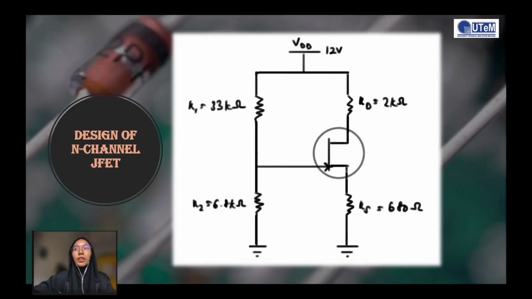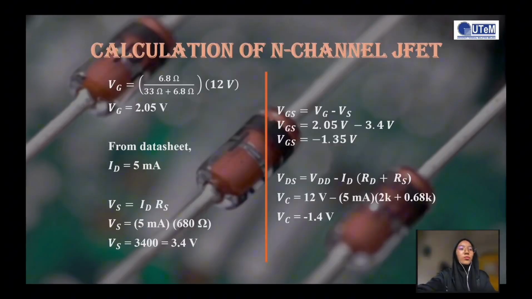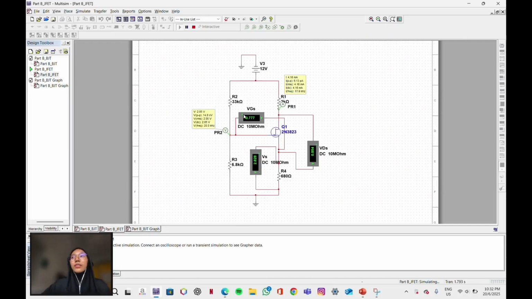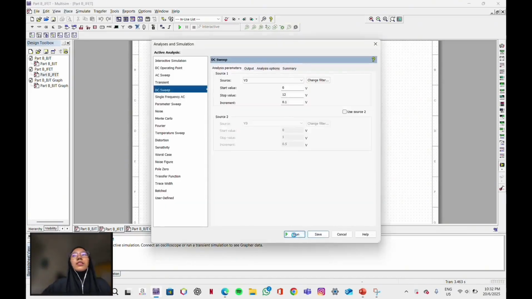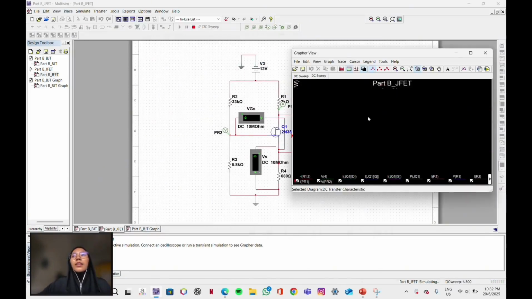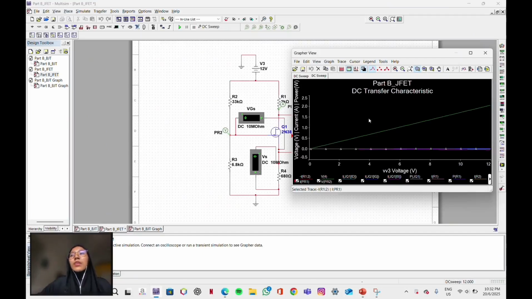This is our design for N-channel JFET. The calculations that we make are to find VG, ID, VGS, and also VDS. So this is our simulation diagram of N-channel JFET. So we can see in this diagram we get VGS, VS, VDS, ID, and also VG. So when we run, we get the graph view of the JFET circuit diagram like this. That is the DC transfer characteristic.